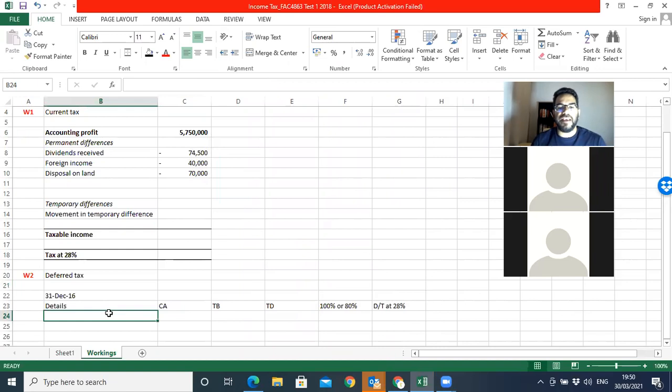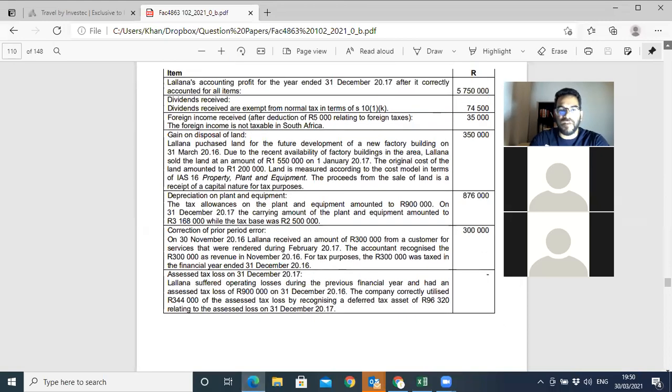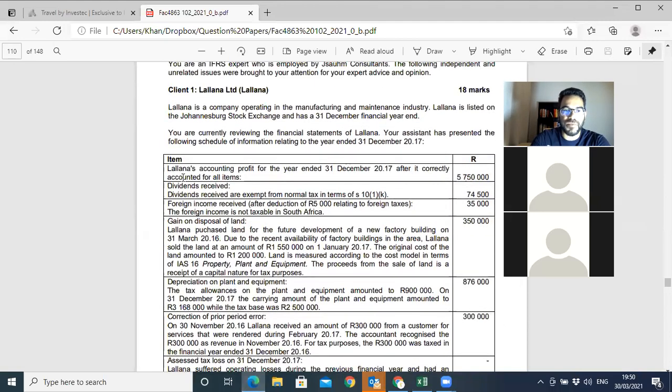Now we need to list the various assets and liabilities that were present in 2016. Going back to the scenario, they never gave us specific balances, so you can only look through the notes. In the first one, it is only accounting profit, so there's no asset or liability mentioned. Here they have dividends received, with no indication of any asset or liability, so we can ignore. Here's foreign income, again no indication of any asset or liability, so we don't have to do anything. Then we have disposal of land.